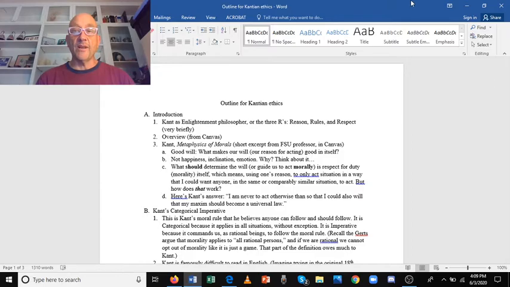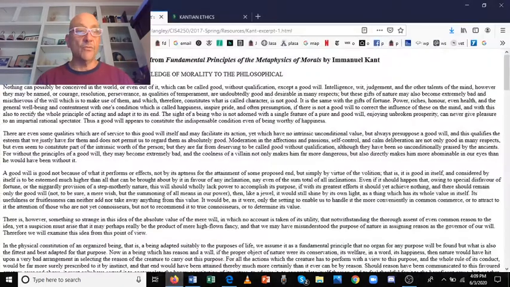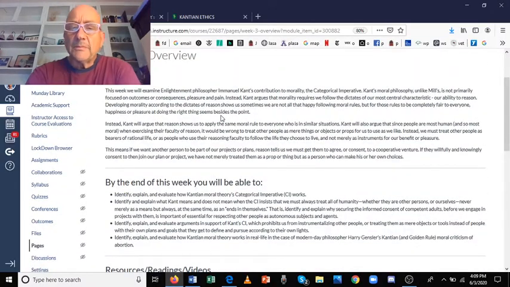I'm going to skip over now to Canvas to read the overview. So Kant's categorical imperative, unlike Mill's, is not primarily focused on outcomes or consequences. That theme shows up again and again in Kant and Kantian reading. It's not about pleasure and pain. Again, those things are not unimportant, but as the basis of morality, Kantians would say those things, pleasure and pain and outcomes, difficult to predict, inconstant, are poor grounds for moral judgment.